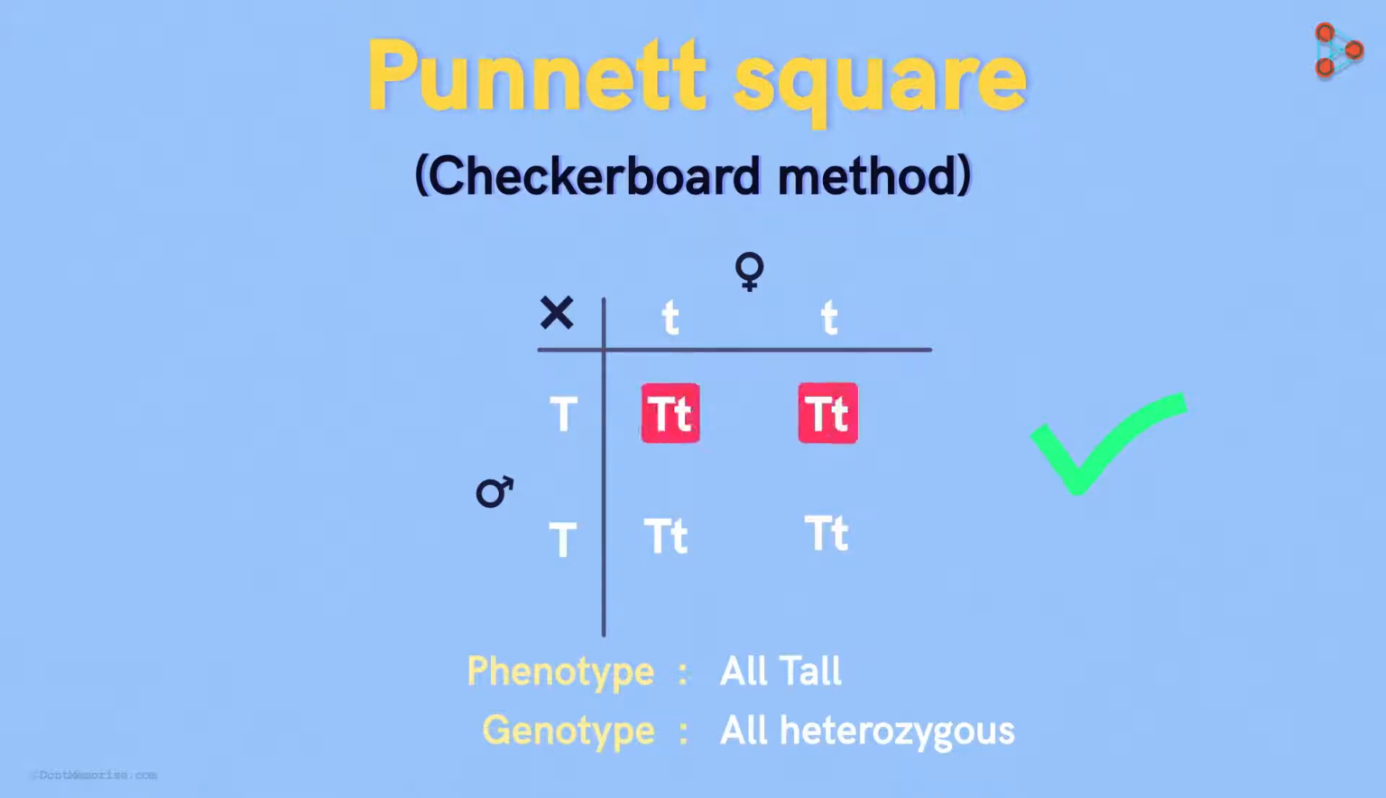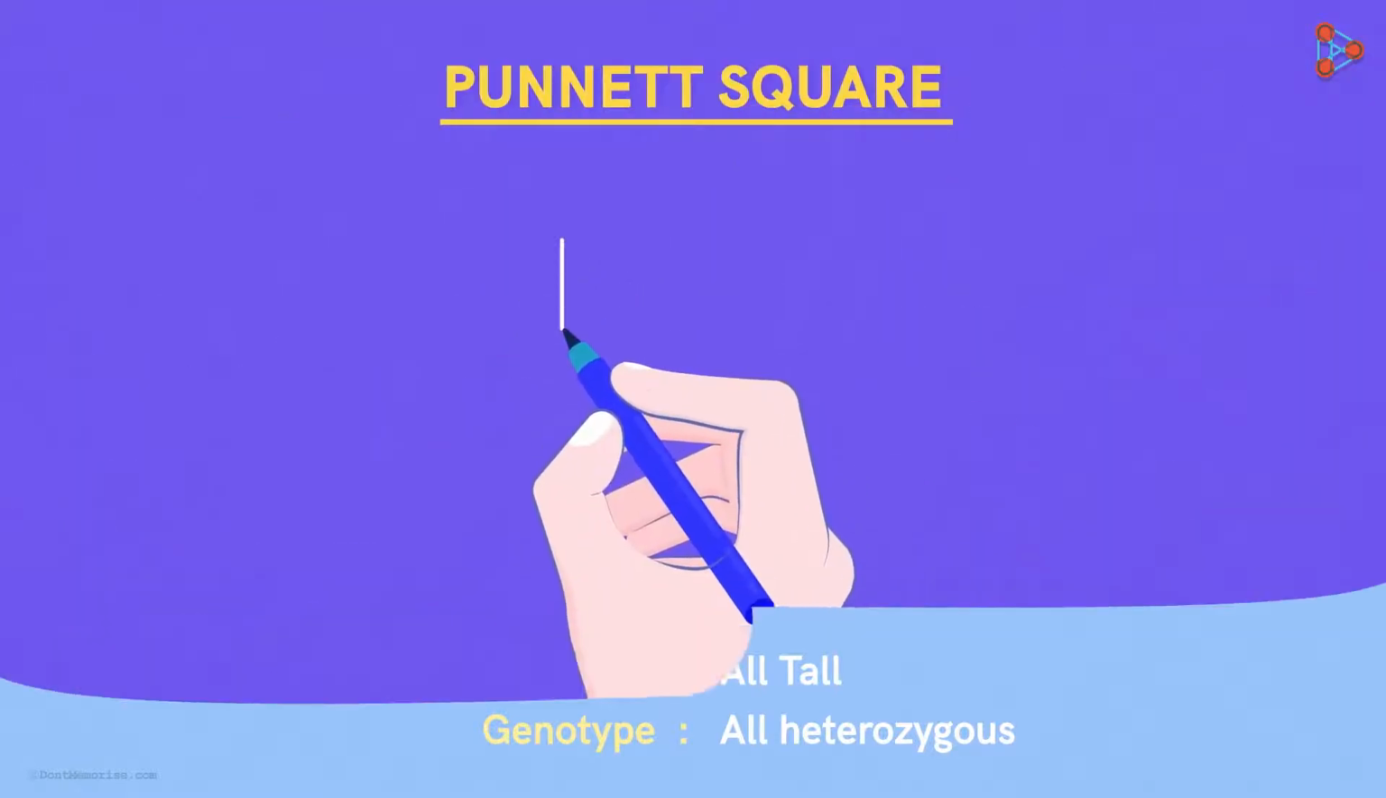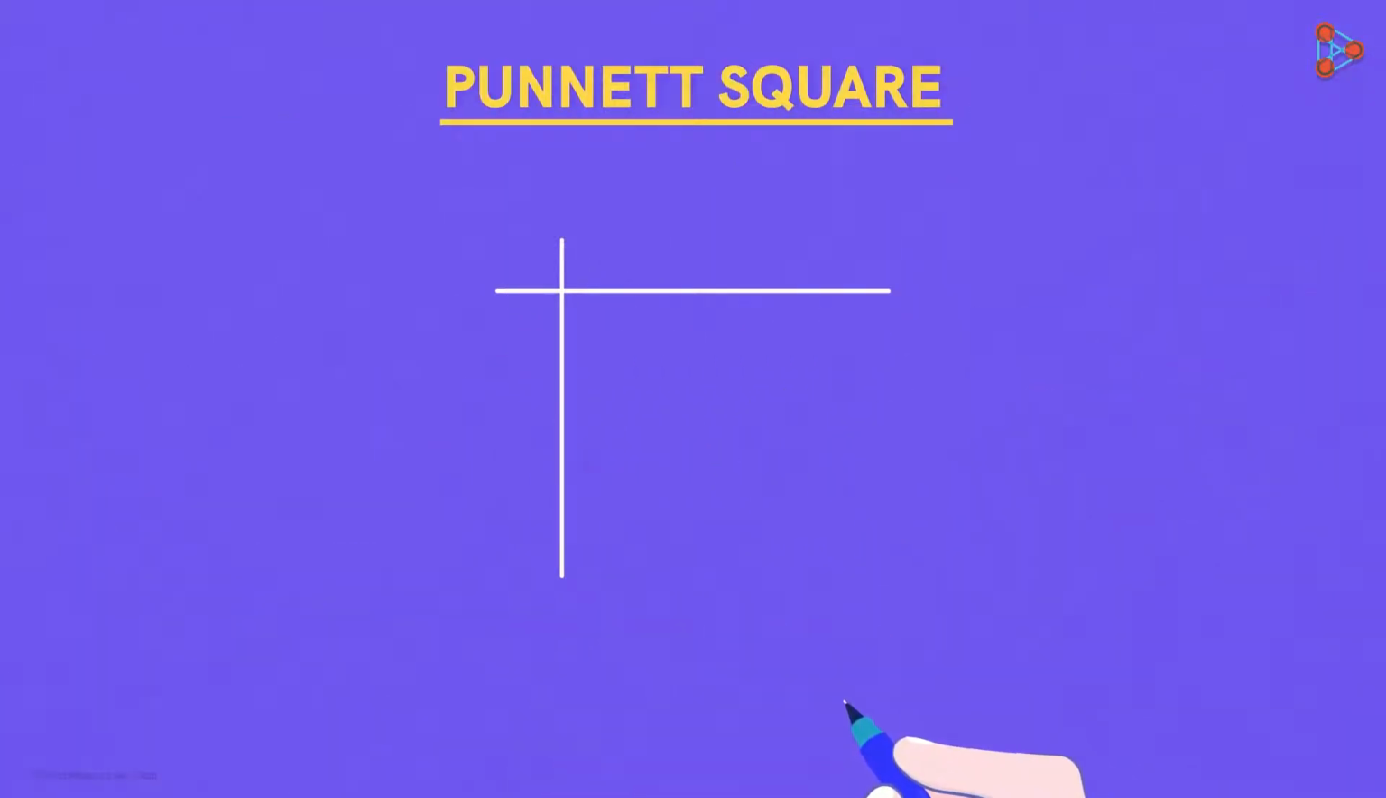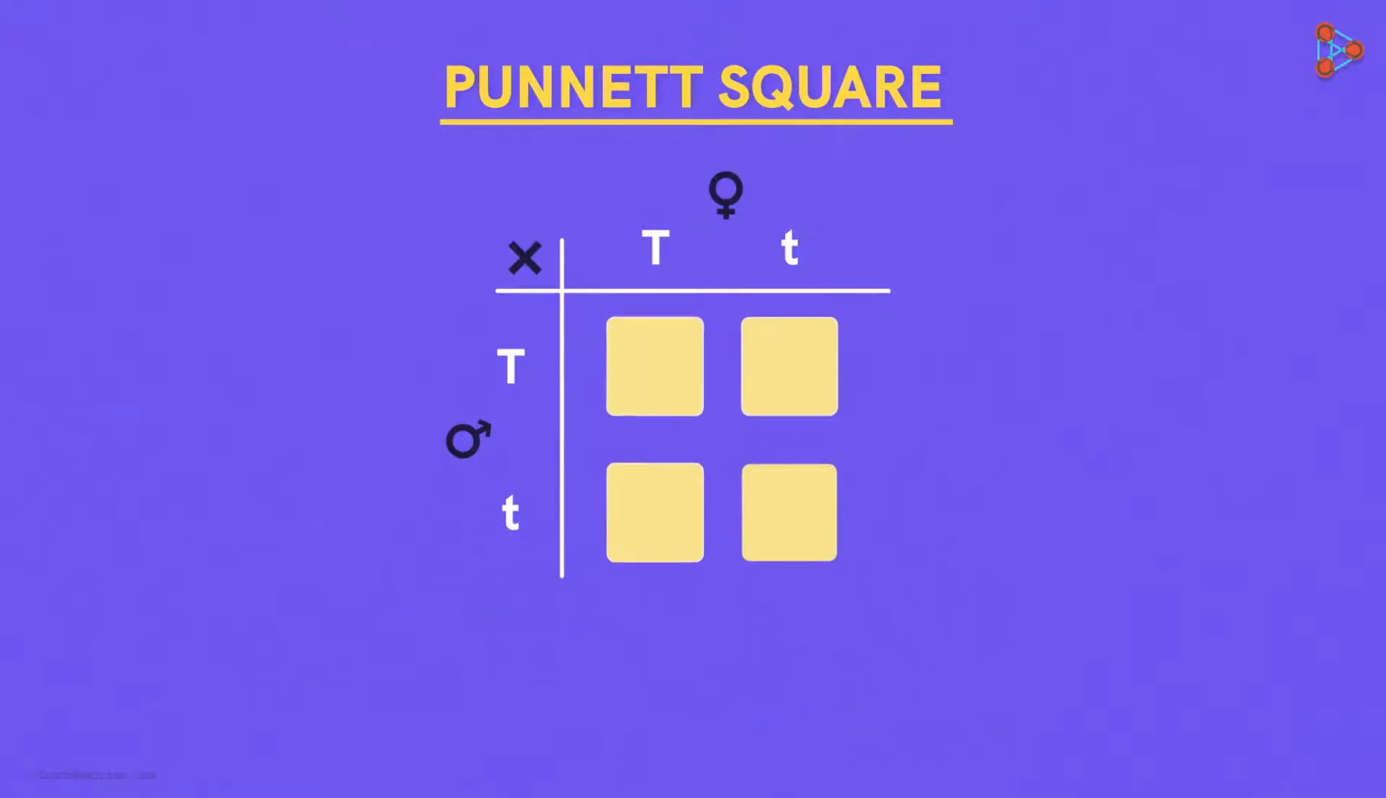Let's cross any two from the F1 generation now. Again, we first draw these lines to form a table and write the male and the female symbols here. Now it's the turn of the genes. So we write the respective genes here and here. Shall we begin crossing now? Why don't you try filling in these 4 slots?